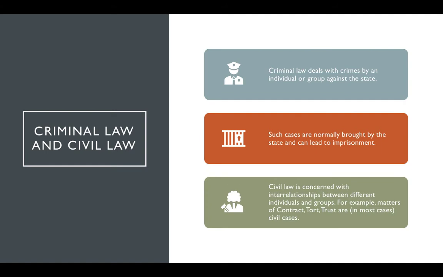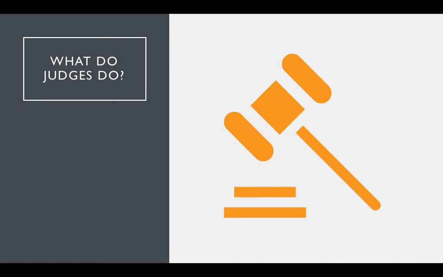Civil law is concerned with the interrelationships between different individuals and groups. So matters of contracts, or matters of tort. Tort is a kind of law which involves cases of negligence or defamation or something like that, and also cases in trusts, so trusts law, the idea of equities and trusts. So there's more civil law than there is criminal law out there. The most important thing is that there are two distinctions between different types of law, and they tend to go up two different avenues up the judicial system.